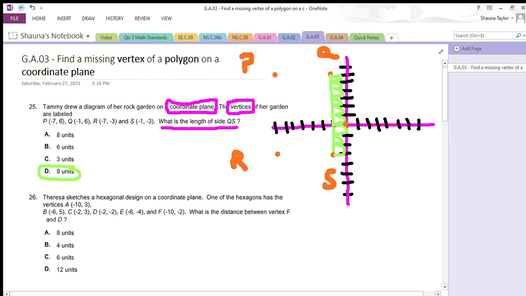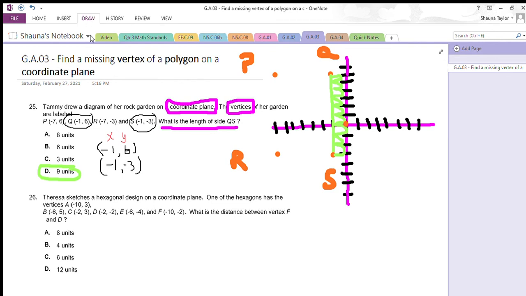If you had just looked at your Q and just looked at your S right here and wrote them down, -1, 6, and -1, -3. You see that? Your ordered pairs? Remember that your first number is your X coordinate, your second number is your Y coordinate. For this one, you're going to notice that your X are both -1. We don't want that. We want the ones that are different.